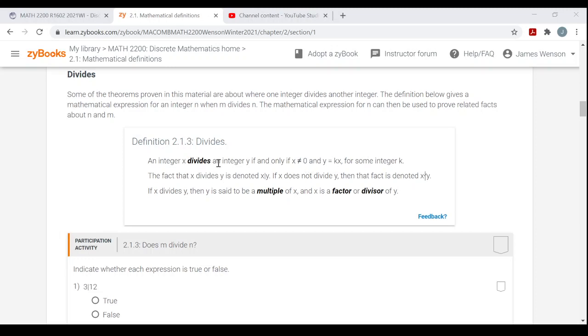So x divides y if y is a multiple of x. That's what they said down here. If x divides y, then y is a multiple of x, and x is a factor or divisor of y, right? x goes into y evenly. The notation is this. Now be careful. This is x with a vertical bar and then a y. This is not the division symbol. It's not x divided by y. It's x divides y. Big difference. And if x does not divide y, then you put the vertical bar with a little slash through it.